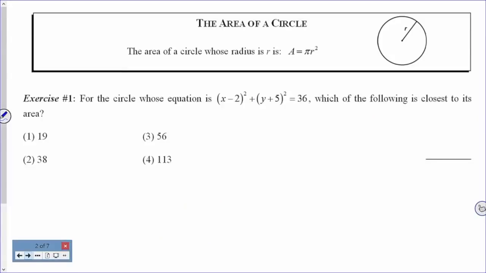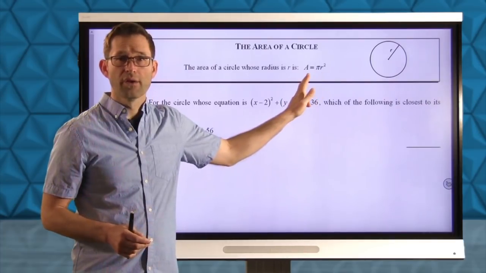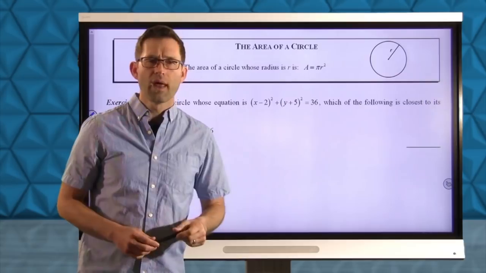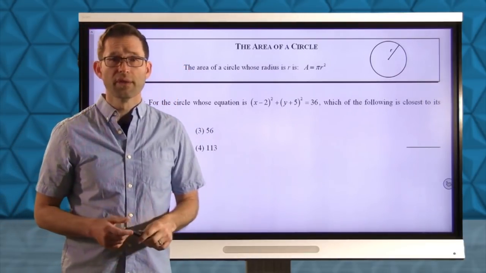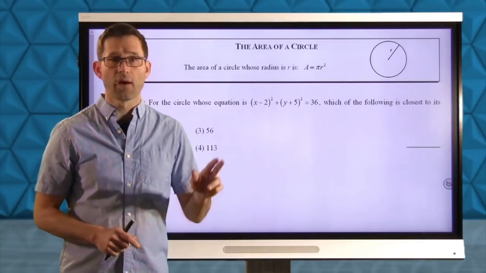Exercise number 1. For the circle whose equation is x minus 2 squared plus y plus 5 squared equals 36, which of the following is closest to its area? All right, so it's simple enough. The area formula is right here, pi r squared. We've got the circle right here. Pause the video now. You might need to use your calculator on this and try to figure out which of these 4 answers is closest to the area of that circle.